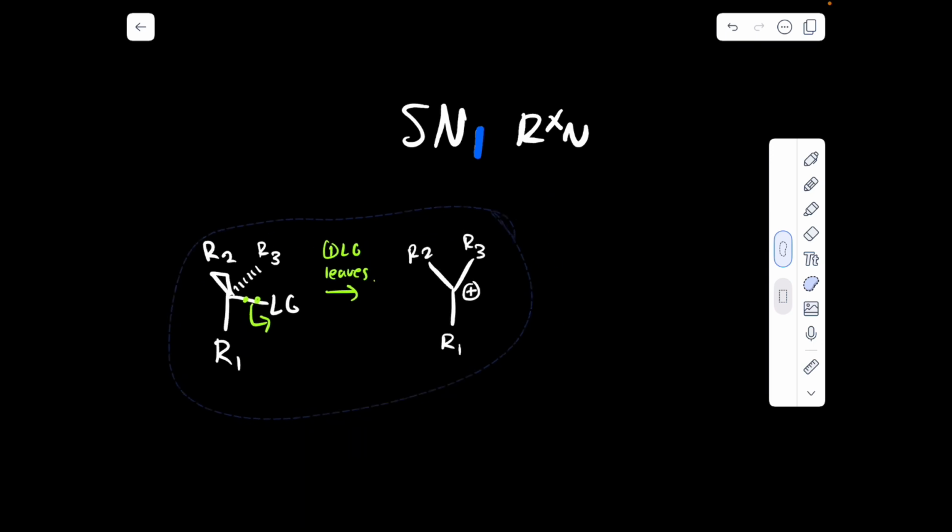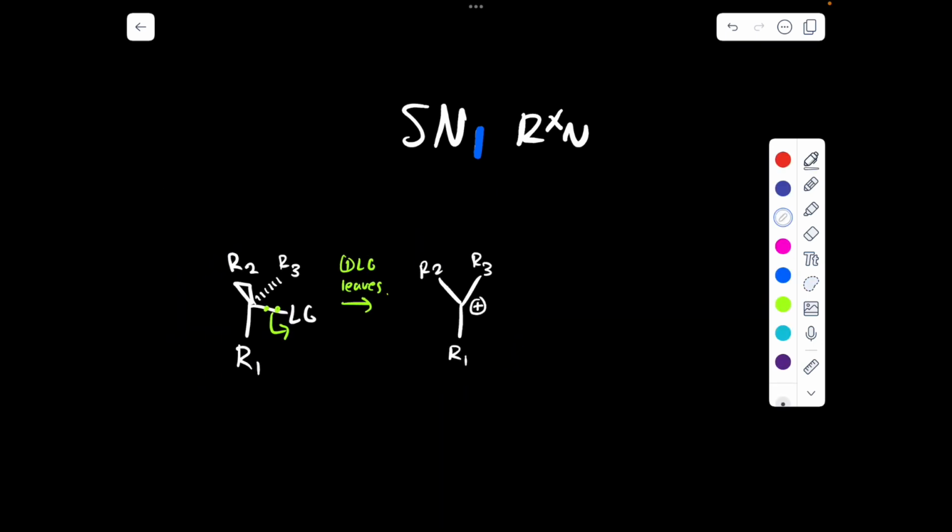We're on the downhill part of the slope. That means when the nucleophile comes in, it doesn't really matter if it's a good, bad, or weak nucleophile at the end of the day. It's still going to be able to attack this carbocation. So it's more about the SN2 reaction.